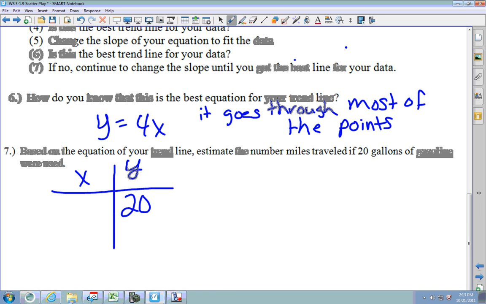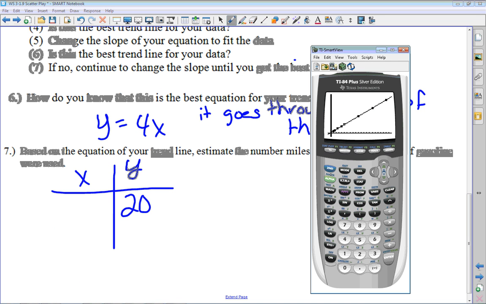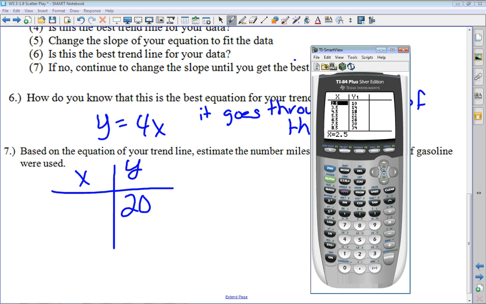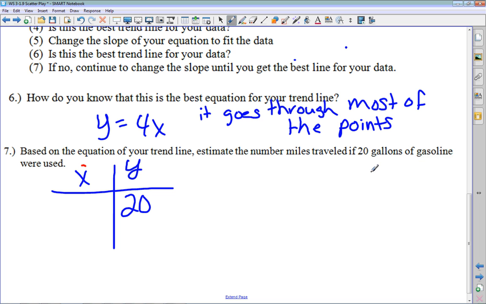So let's go down here. I'm going to go second graph, and my table is on 0.5, so we'll go second window. I'm going to put in there 0. Second graph. All right, where y is 20. In this case, it does end up being 5. So right here, my y ends up being 5.